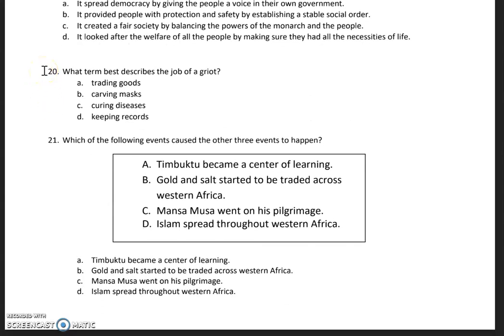Number 20. What term best describes the job of a griot? A. Trading goods. B. Carving masks. C. Curing diseases. D. Keeping records.